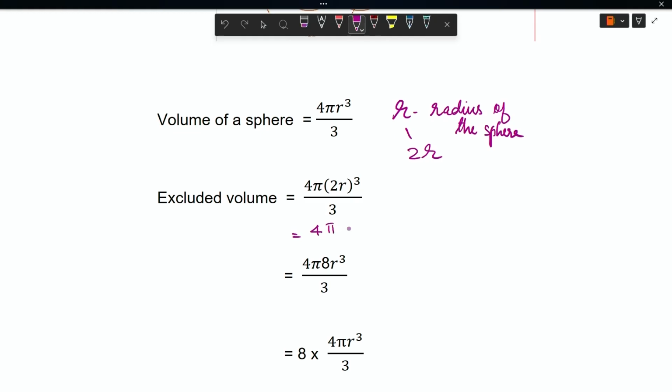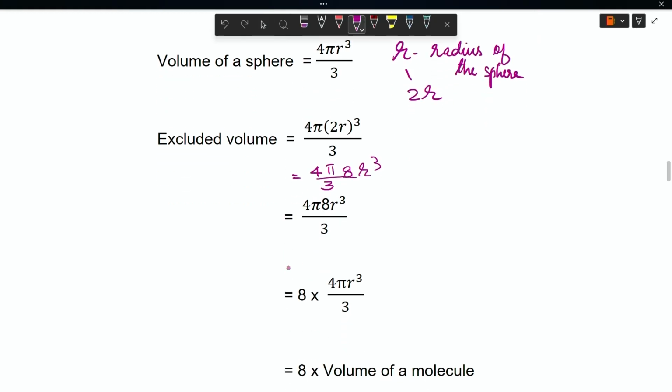4 pi by 3, 2 into 2 into 2 is 8, so that becomes 8 r cubed. That is what is written here. So the excluded volume is 4 pi into 8 r cubed by 3. I am going to take this 8 out, and you get the expression 8 into 4 pi r cubed by 3. That is written here.